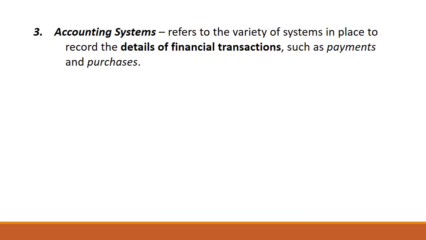The third function performed by transaction processing systems is accounting systems. Accounting systems refer to the variety of systems in place to record the details of financial transactions, such as payments and purchases. The main reason why we should be using an accounting system is to keep track of expenses, income, and other activities. Basically, keeping an eye on all data that affect the finances of a business organization.